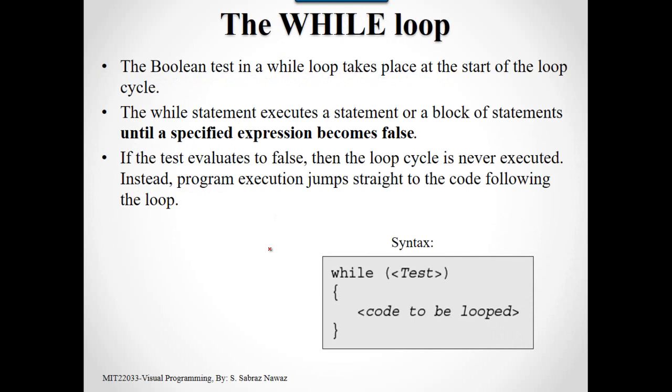First is the while loop. The Boolean test in a while loop takes place at the start of the loop cycle, and the while statement executes a statement or a block of statements until a specified expression becomes false. If the test evaluates to false, then the loop cycle is never executed. Instead, the program execution jumps straight to the code following the loop structure. So these are the basics about the while loop.